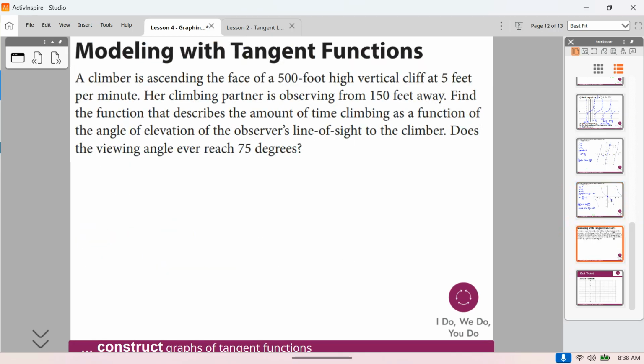Okay, modeling question. We got a climber ascending the face. Have a go at this question. I'll give you 2 minutes for this one.